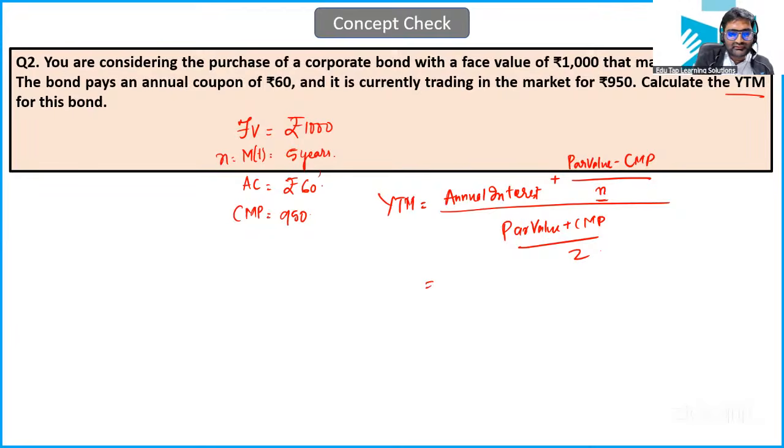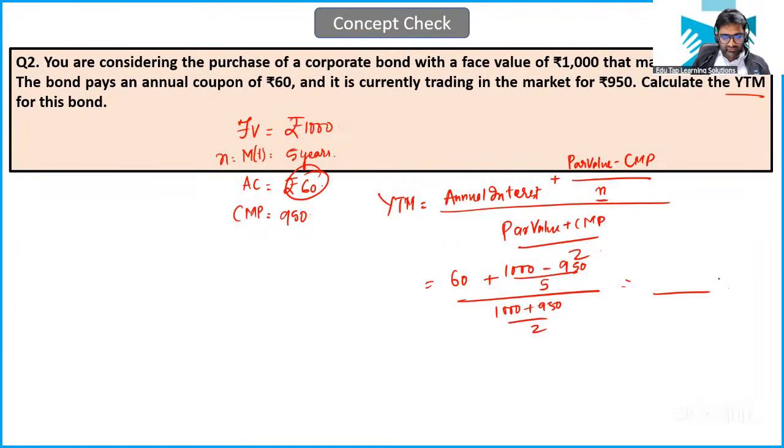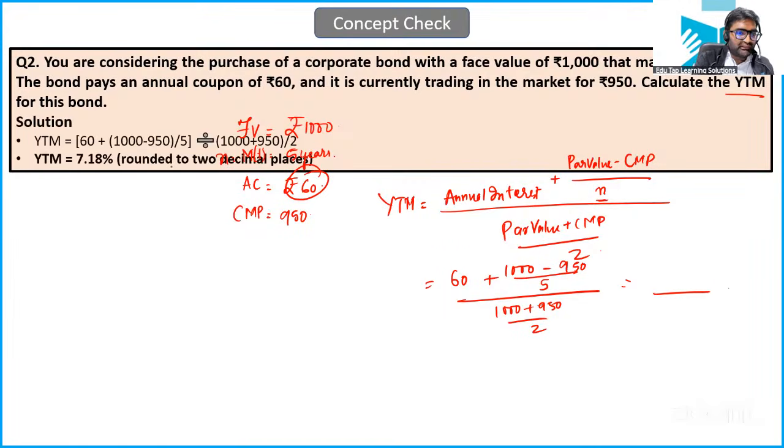So substituting everything, 60 rupees is the annual coupon payment. So 60 plus par value 1000 minus the bond price right now, 950, divided by 5. All of this divided by par value 1000 plus 950 by 2, the average of it. If you do the calculation, you'll get a value of around 7.18, rounded to 2 decimal places. Is that clear? Did everyone understand?